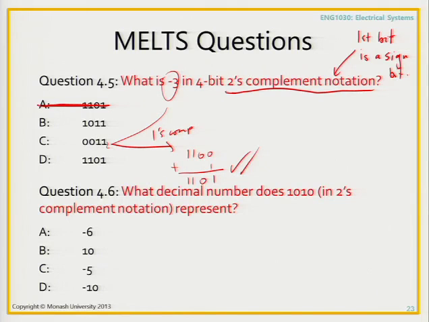It's not B. Why is it not B? Because the leading bit, the sign bit, is a 1. It's not a 0, right? This leading 1 tells us that this number is negative. So it must be A, C, or D. Well, which one is it?